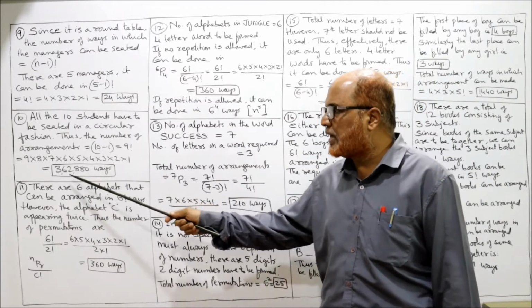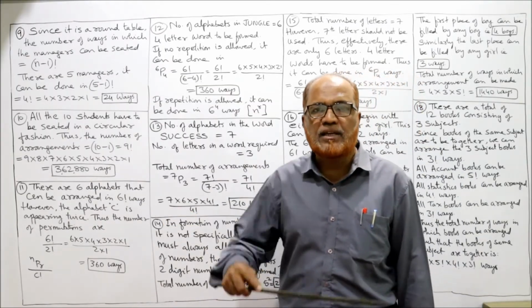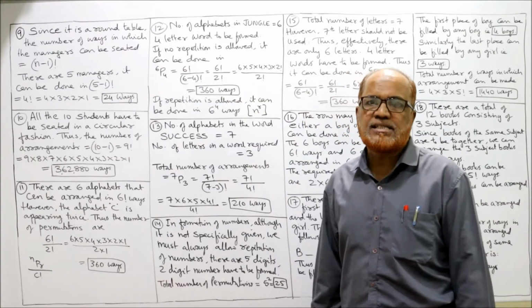If you multiply all, you will get 3,62,880 ways we can arrange the 10 persons in a circle.